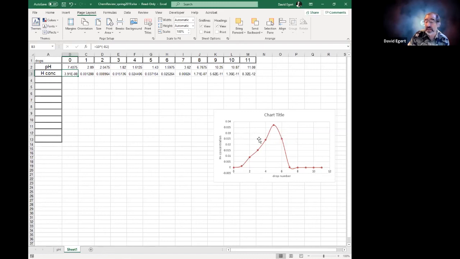So you don't have to put this in your lab notebook, but I put this in here just so you can see that even though pH is going really catty, like 7.4 to 2.9 to 2 to 1.8, if you look at H+ concentration, it's actually very regular. Each drop is adding a relatively constant amount, increasing it a constant amount.